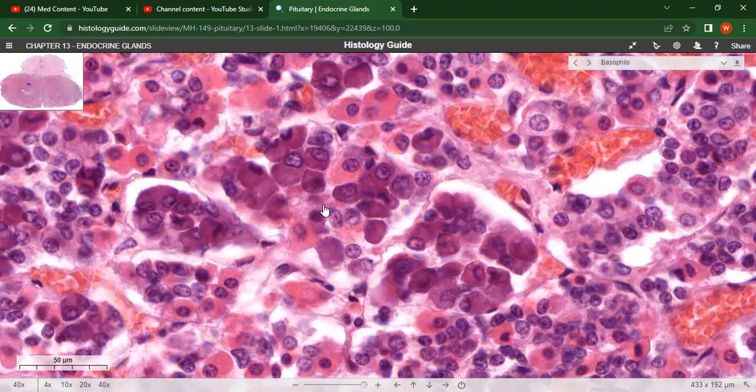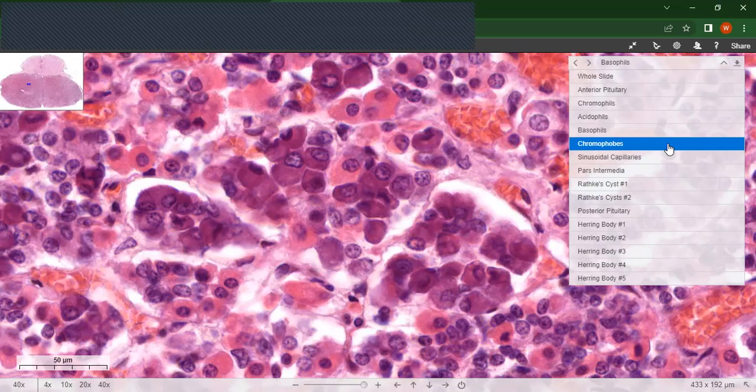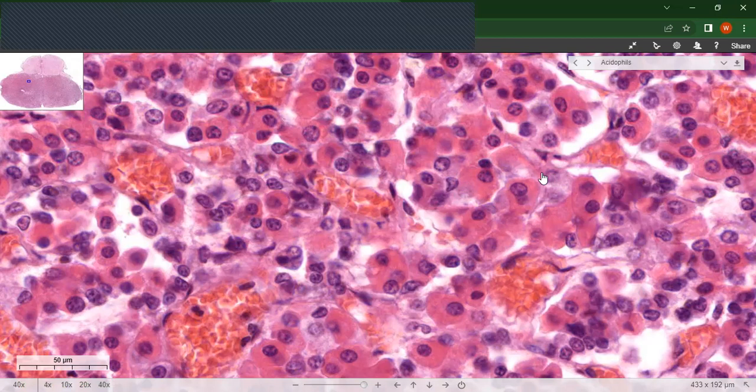So just know these are the basophils. Then the red staining ones, let me show you, are the acidophils, pinkish, somehow like that. And acidophils, remember they were two. These ones, the acidophils, were either lactotrophs or somatotrophs. Somatotrophs produce growth hormone, lactotrophs produce prolactin. Good.